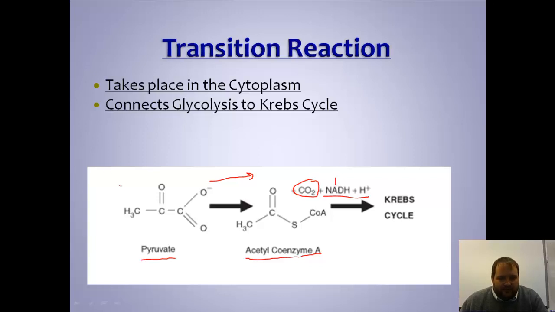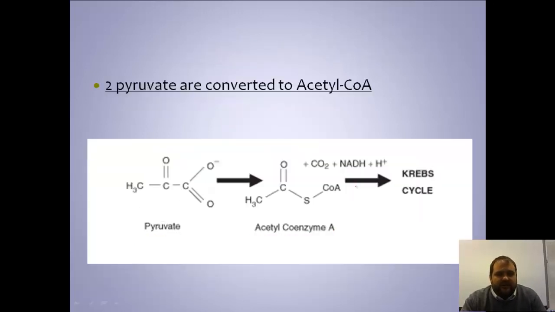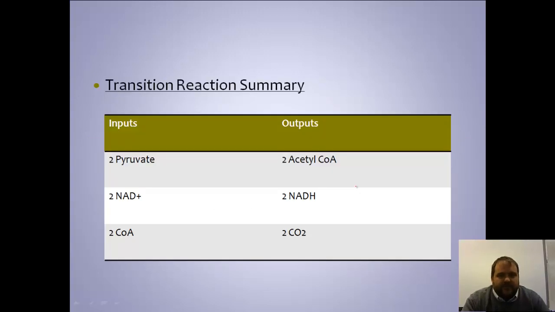But that's not the whole story, because there are 2 pyruvate molecules at the end of glycolysis, which means this reaction happens actually twice. So because of that, we get 2 NADHs produced total, because this whole process happens twice. So in the transition reaction, we take 2 pyruvate, we convert them to acetyl CoA, and we generate 2 NADH. We get 1 NADH each time a pyruvate becomes an acetyl-CoA. Pretty simple. That's the transition reaction. We go from pyruvate to acetyl-CoA. We generate 2 NADH.